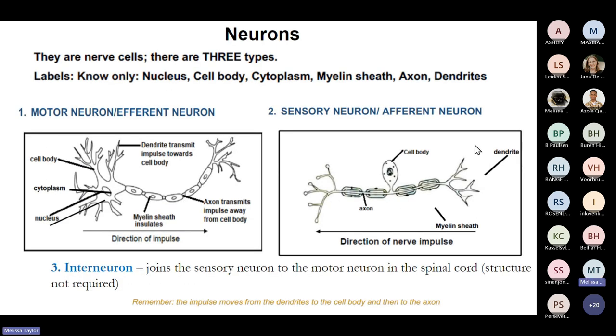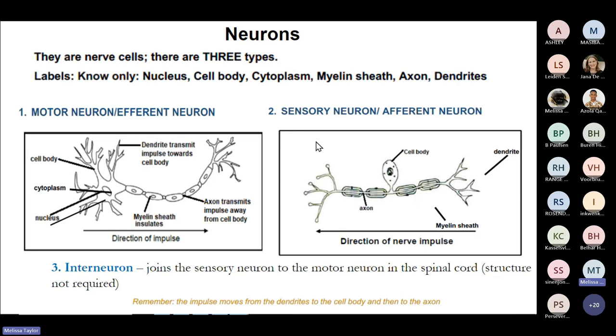This looks like a lot, but I'm just going to touch on a few things. There are certain labels, like I mentioned at the beginning of today's lesson, that you have to know. It's only these ones. So nucleus, cell body, axon, and dendrite we just spoke about. Cytoplasm is just the liquid part of the cell inside the cell membrane. And the myelin sheath is the thing that covers the axon. It's often drawn as little semicircles wrapped around the axon. Those are the labels you have to know.